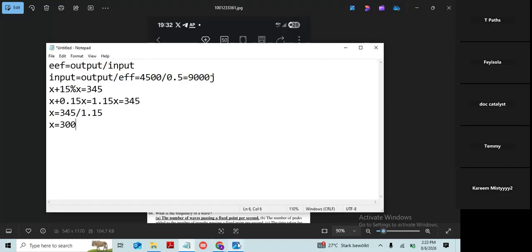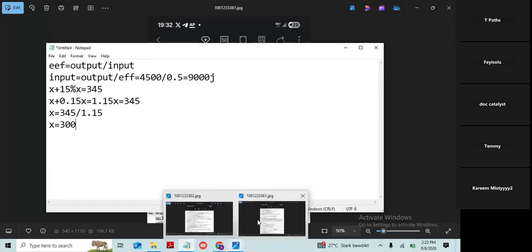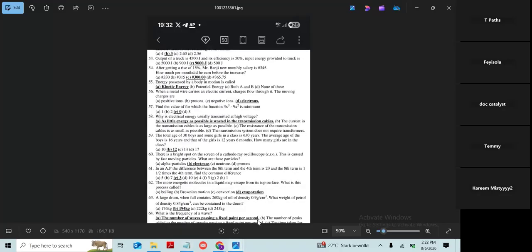Now, let's move on. We have number 55. Energy possessed by a body in motion is called what? Now the answer is kinetic. Kinesis means movement. When something moves from one place to another, we call it kinesis. So kinetic is the energy of a body in movement.